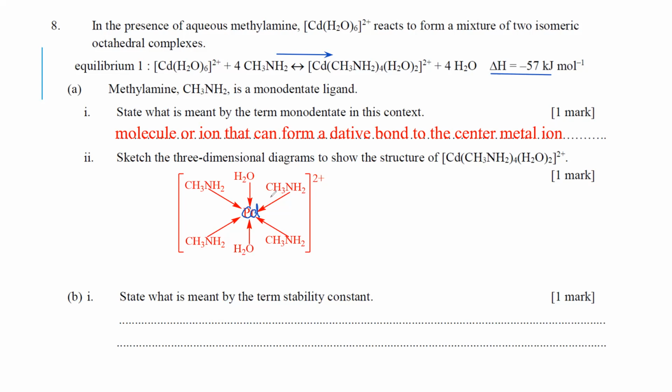Okay, so that is how the complex looks like. And the dative bond must come from the nitrogen. If it comes from the carbon, then it's wrong. Okay, and then the dative bond from the water comes from the oxygen. Okay, so we are quite specific in here.